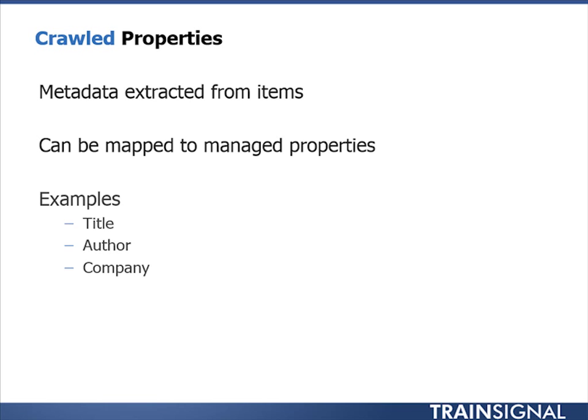Now, the big thing about crawled properties is the fact that they can be mapped to managed properties. If you're curious about some examples of properties, these are all the bits of metadata. So this is going to be things like title, author, company, etc.